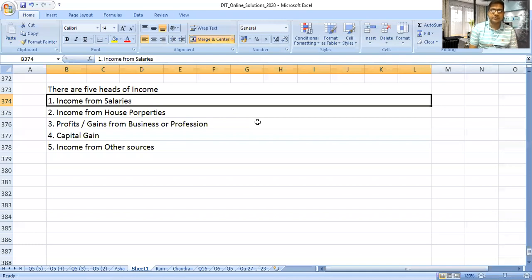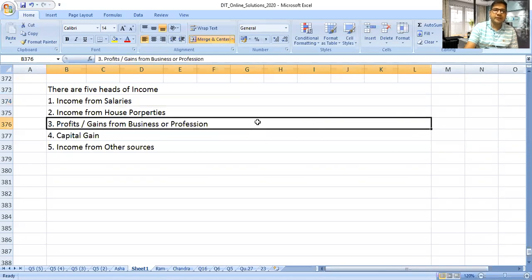Sometimes the assessee doing business earns profit, sometimes he may be a professional person, doctor, lawyer, architect, chartered accountant. Such a person receives fees. The fees received by a professional person, or a businessman earning profit or such gain, we have a separate head, that is profits and gains from business and profession.